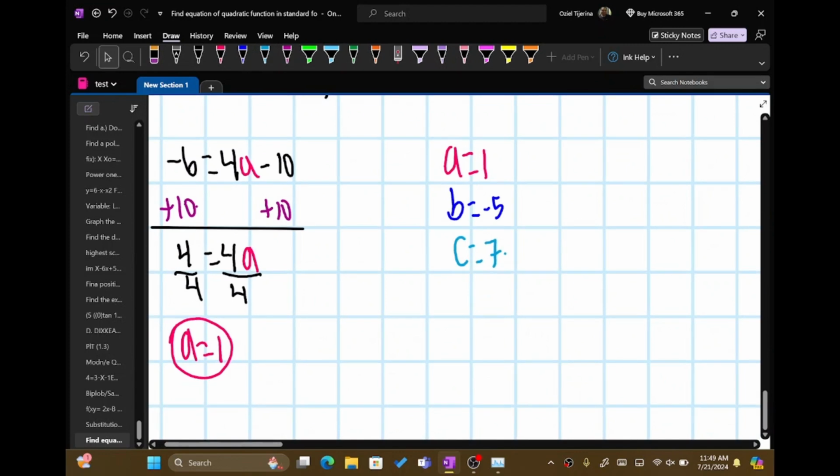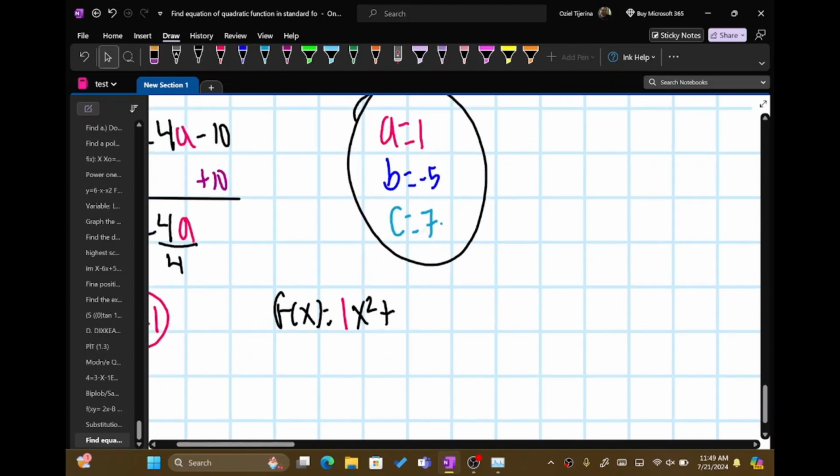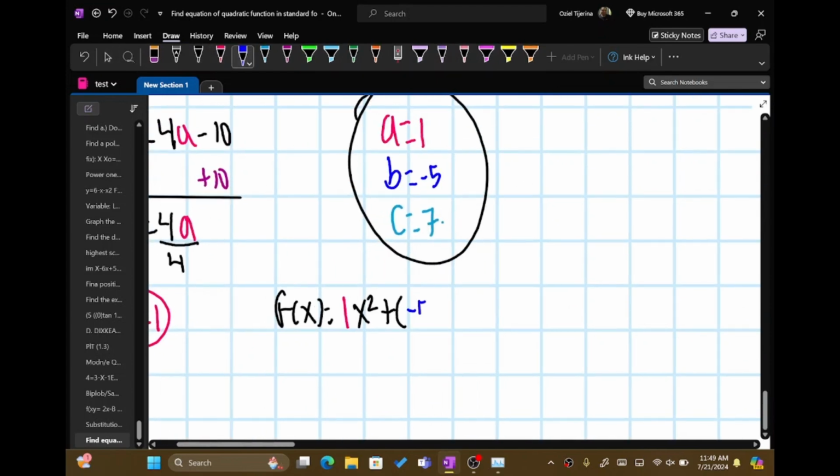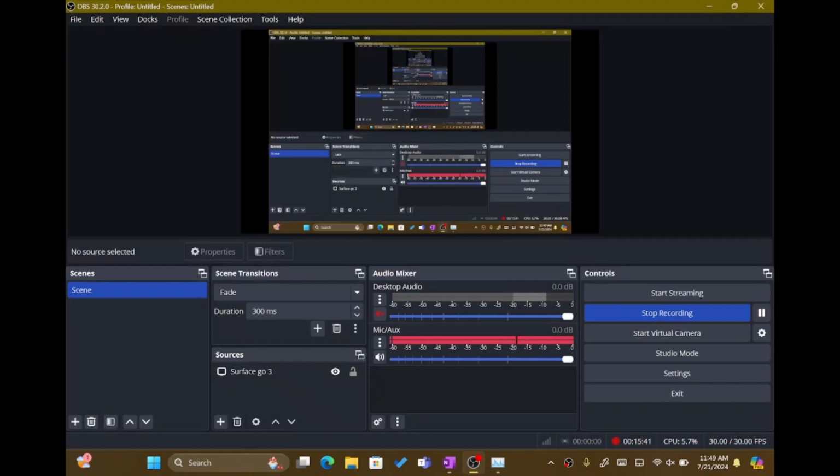And so our function is f of x is equal to 1x squared plus negative 5x plus 7. And if we simplify this a little bit, this is going to be f of x equals x squared minus 5x plus 7. Alright guys, that's example 1. Okay, we're going to go over one more example with this.